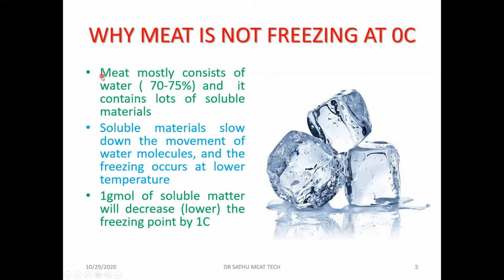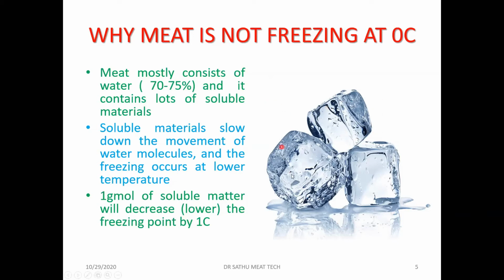Meat mostly consists of water. We know that in meat, 70 to 75% is water, and it contains lots of soluble material like proteins, minerals and other things. When soluble materials are present, they slow down the movement of the water molecules, and freezing occurs at a lower temperature. So instead of freezing at 0 degrees centigrade, it will be much lower. It may be at minus 1.5, or it ranges from minus 1 to minus 3. So it is not freezing at 0 degrees.